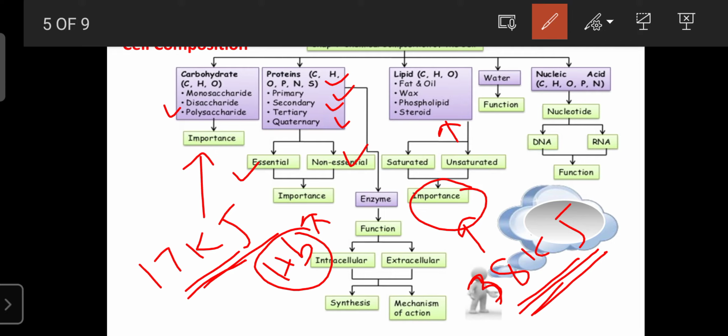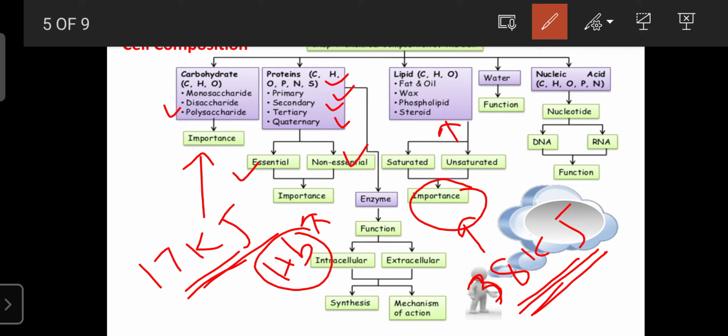Water is also helpful to maintain the body temperature, and in some cases water acts as a lubricant, as in the digestion of food.